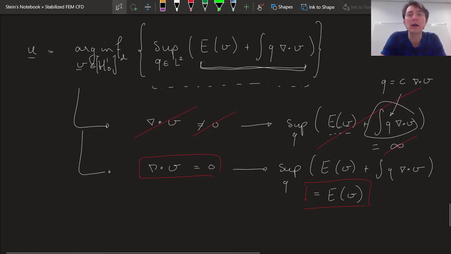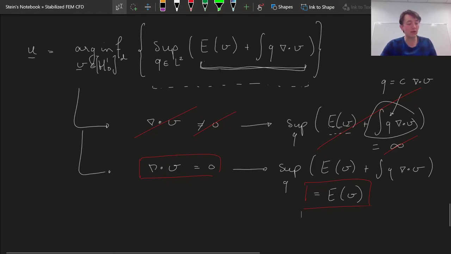Okay, so this seems like just a trick. I haven't really done anything. In the end, I obtain the same solution. Well, that's precisely the point, right? We want to obtain the same solution. The thing that we don't want is to have to enforce this condition in the space. And now this condition follows naturally from this inf-sup statement.